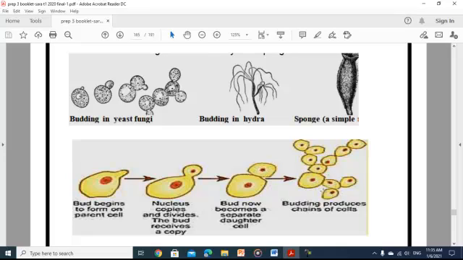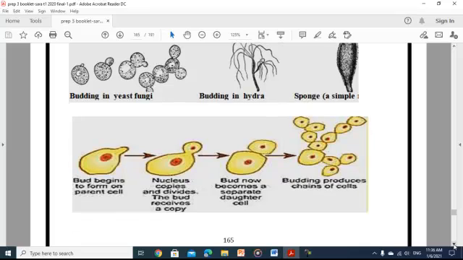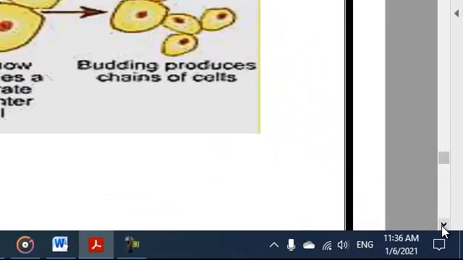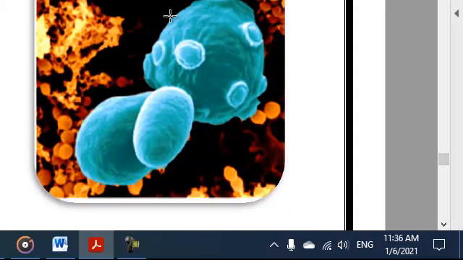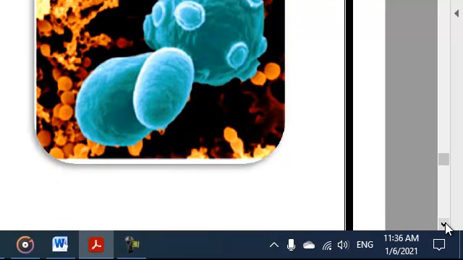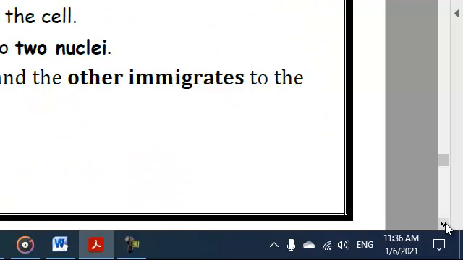Maybe each cell produces a new one, as you can see here on the right side, and all of them stick together. We call it a colony. Sometimes they stick together to produce a colony, as you can see here, or one produces a bud. This bud grows and moves away from its parent cell. So they may be separated or stick together. If they stick together, it is called a colony, or they may separate away from each other. This one here is the image under the microscope of the yeast fungus.